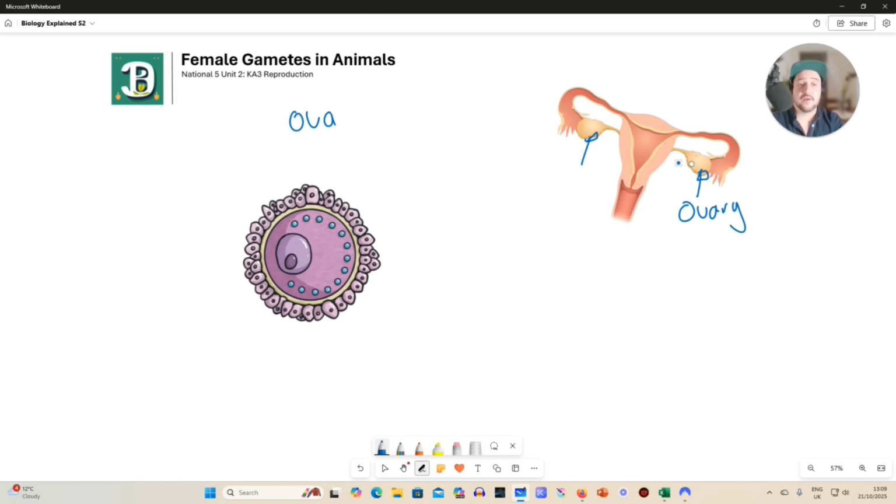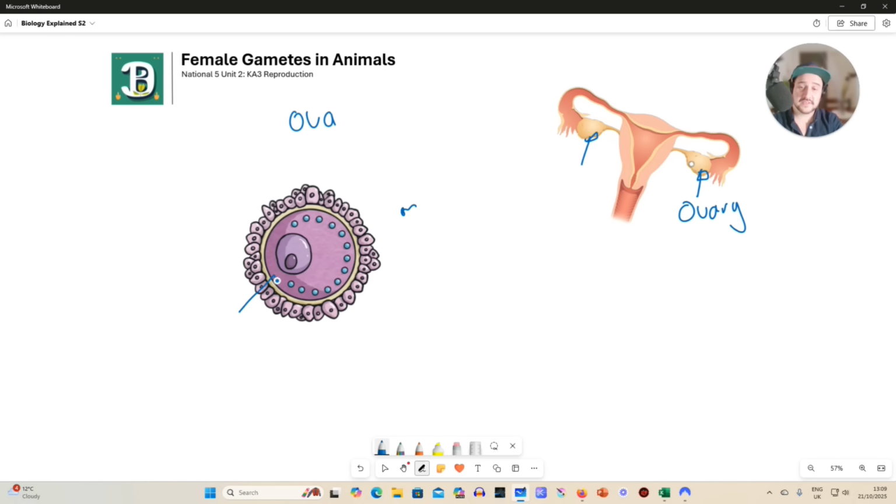Okay. Now, just like the sperm cell, you need to know some of the basic adaptations of the egg cell, the ova, in order for it to function properly. You will see that it is a very large cell. In fact, it is one of the largest cells that animals produce. If I draw in comparison, a sperm is probably no more than that size. So it is an incredibly large cell.